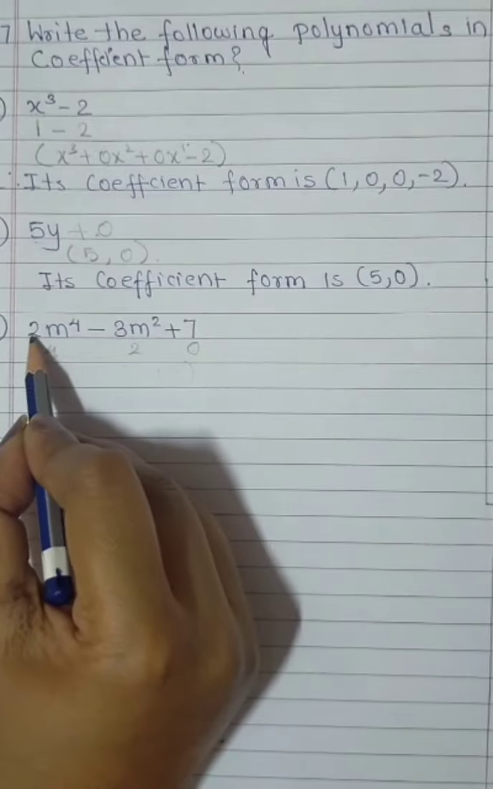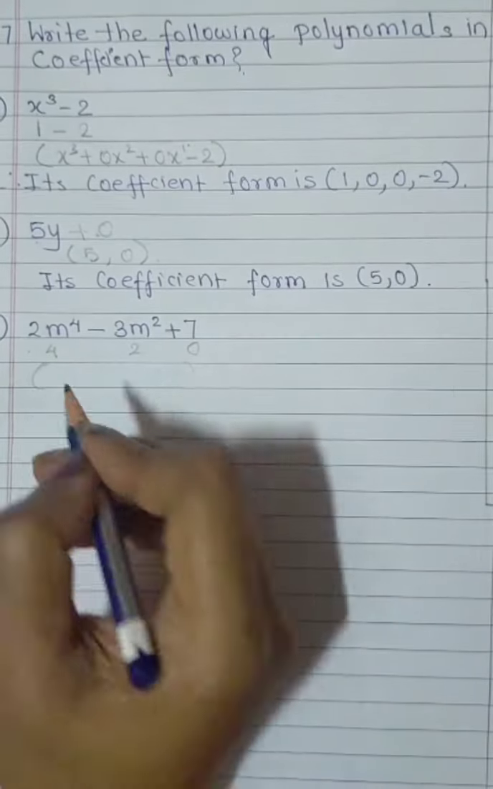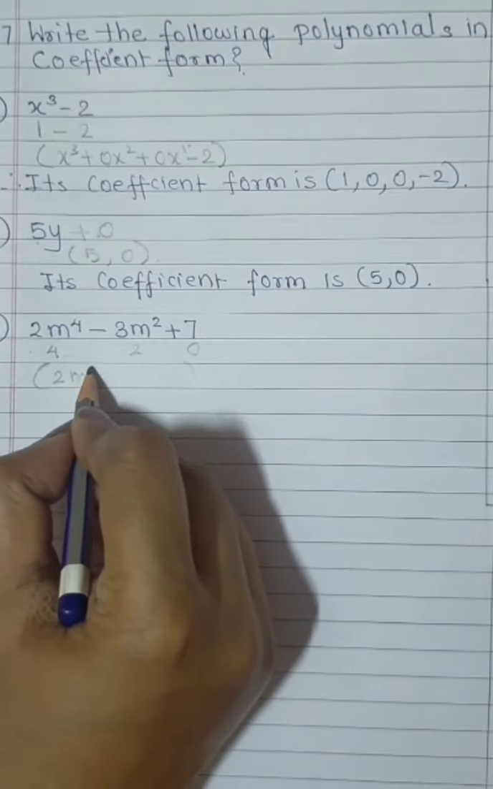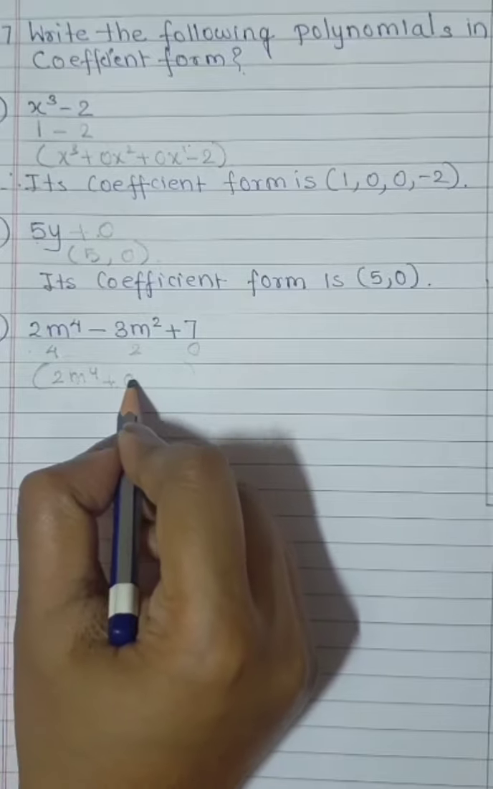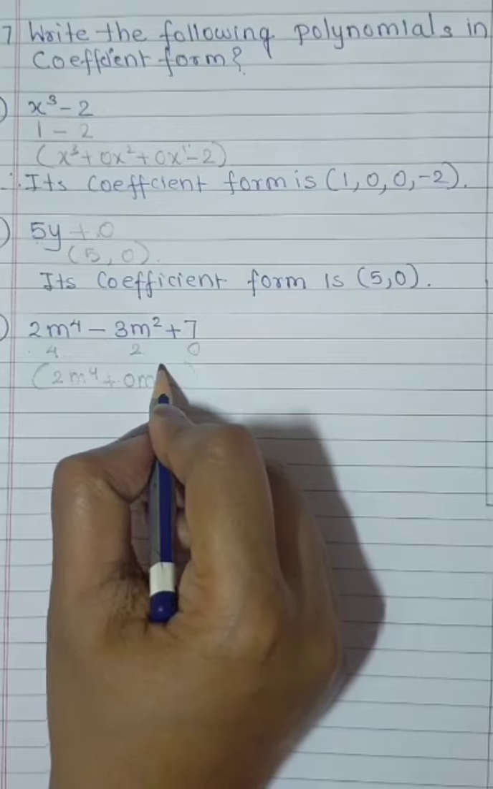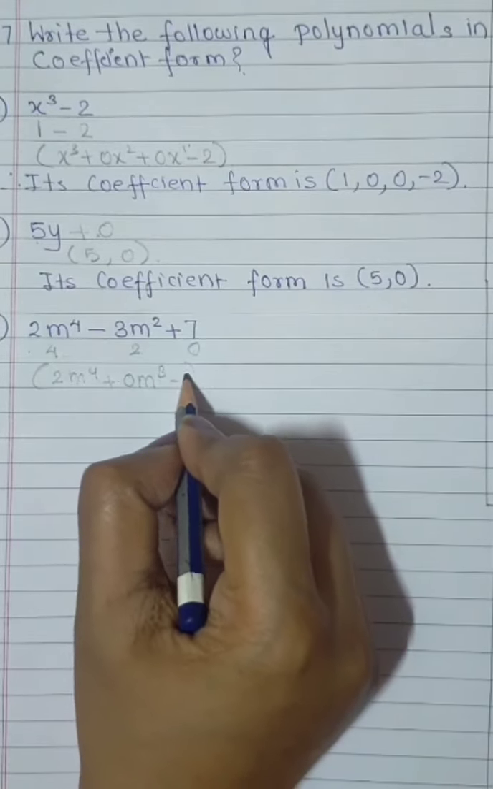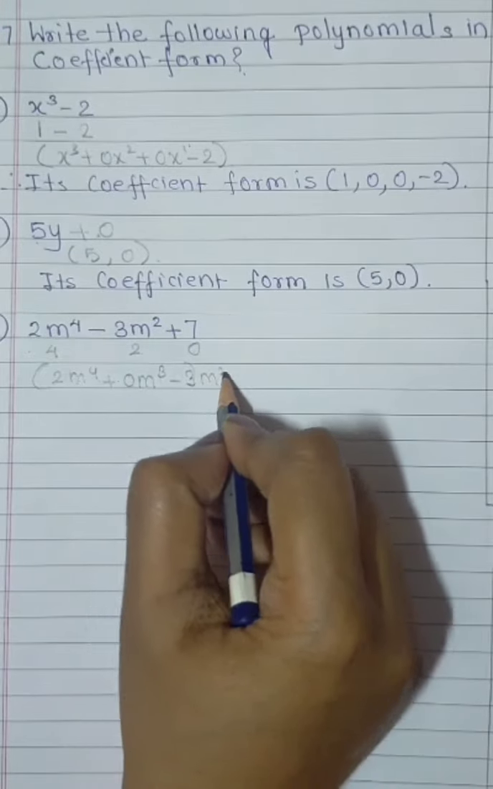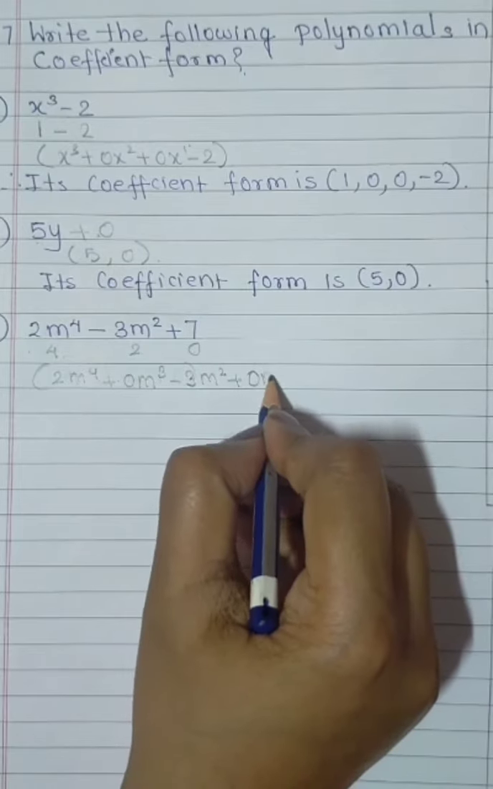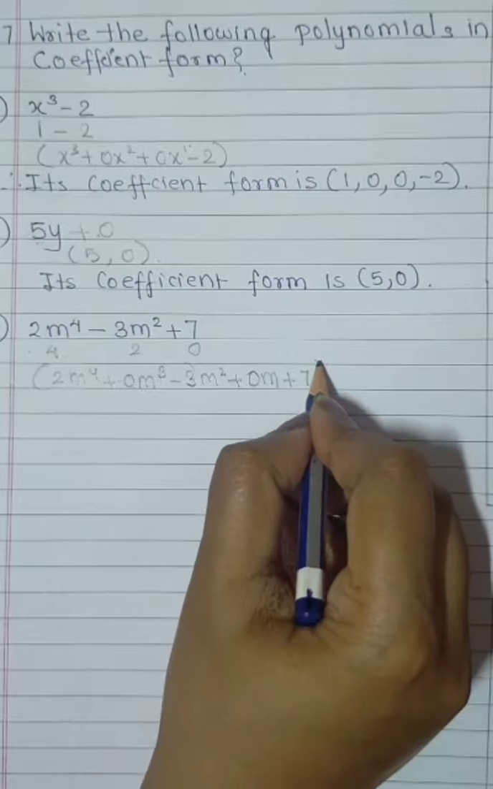Now here 2m⁴ − 3m² + 7 is given. Writing the missing terms in between, I write 2m⁴ + 0m³. Okay, after 0 what will come? Again the −3m², again +0m, then again +7 will come.